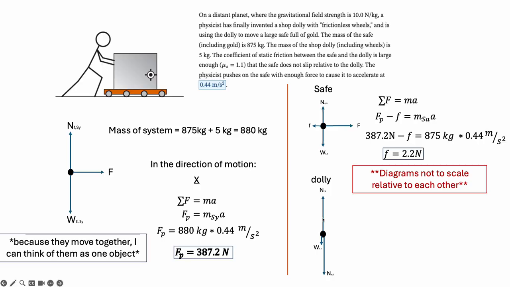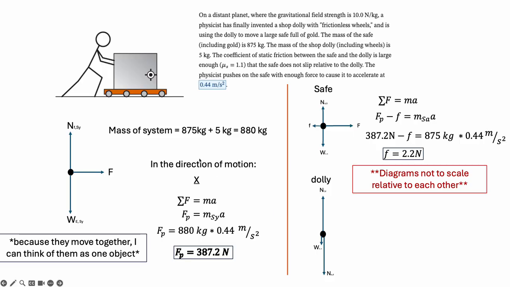By the way, this is the normal force of the safe on the dolly, and this is the normal force... Oh, I don't have that over here. But I do have it here. So this normal force of the safe on the dolly and the normal force of the dolly on the safe, those are third law pairs, opposite direction. Now, they should be equal in magnitude, but these aren't scaled to each other, so just pretend that they are. Okay, so I've got the vertical forces taken care of.